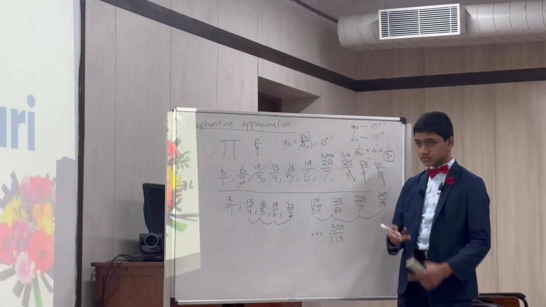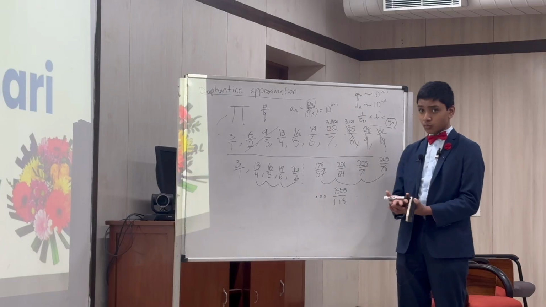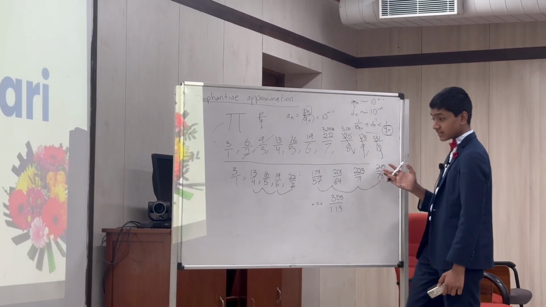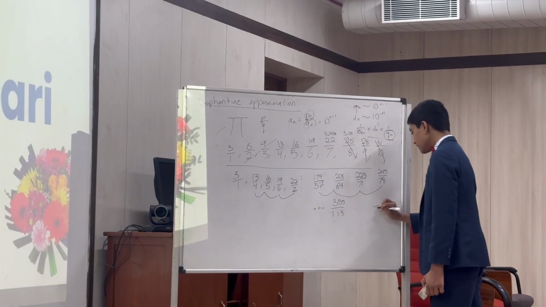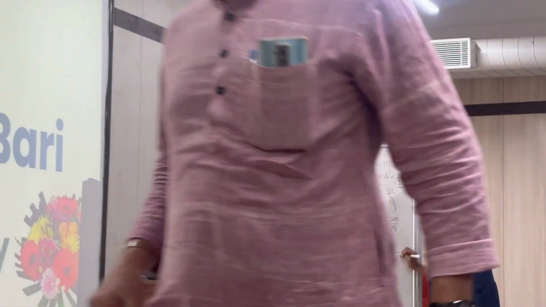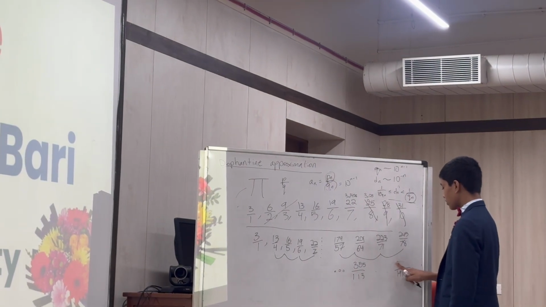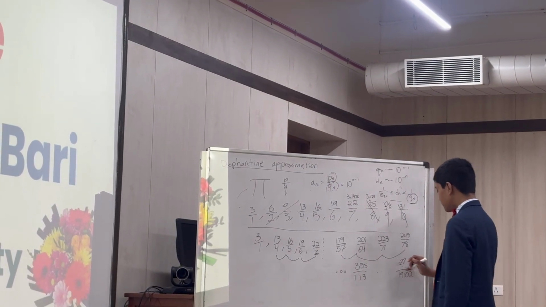Well, it's not 113. It's not in the 100s. It's not in the thousands. In fact, it's not even in the 10,000s. It's 19,102. Well, that's the denominator. I don't exactly remember what the numerator was, but it was big.